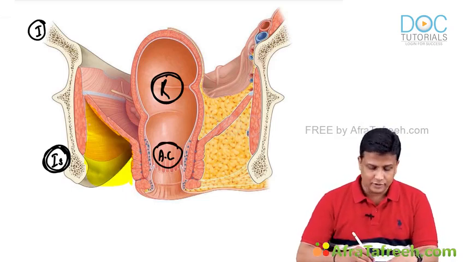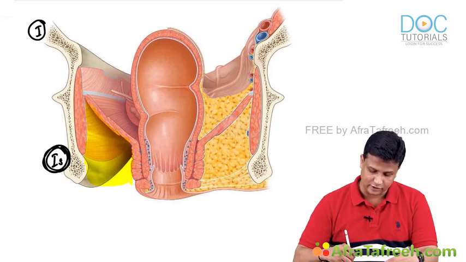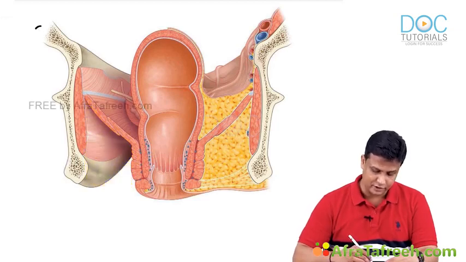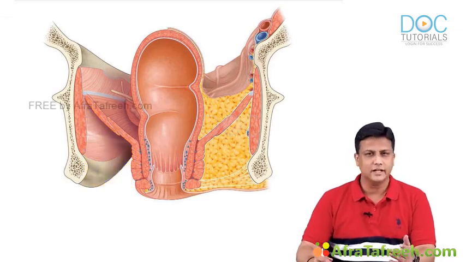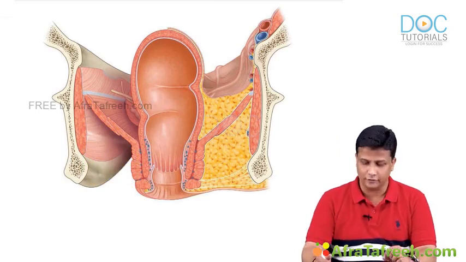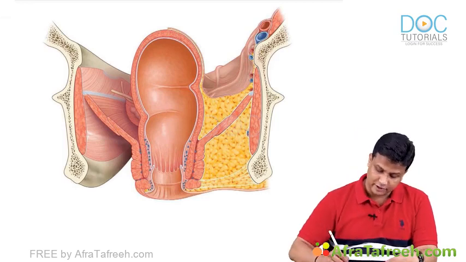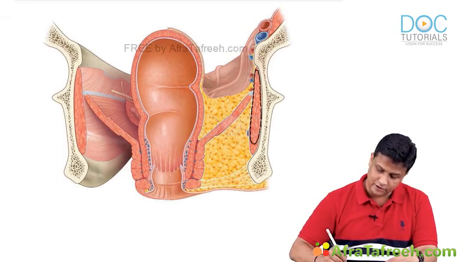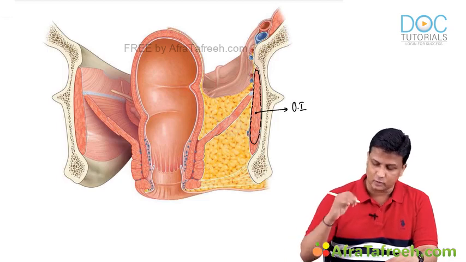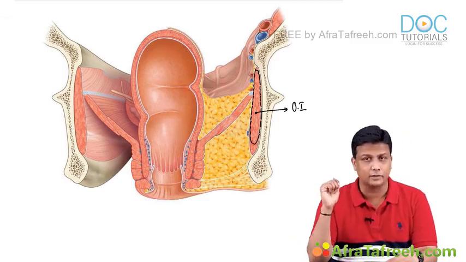Now, once you have understood the meaning of the name, why this fossa is given the name ischiorectal fossa or ischioanal fossa, the only thing that you have to learn here is about the boundaries and contents of ischiorectal fossa. Now, in the boundaries, I hope you are able to appreciate this muscle here. This muscle here will be the obturator internus muscle. And obturator internus is the one which is going to form the lateral boundary of the ischiorectal fossa.